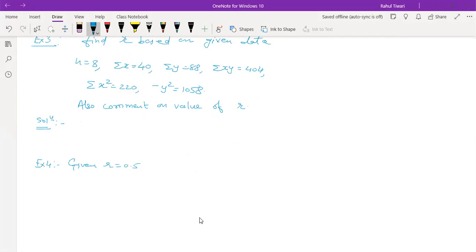Given R is 0.5, covariance between X and Y is 4, standard deviation of X is 2.5, summation of Y square is equal to 192.4, N is 10. So can you calculate the mean, Y bar? Calculate Y bar.